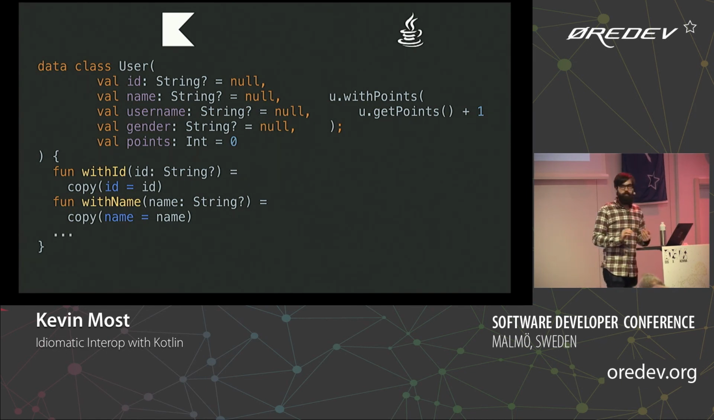I wouldn't go and proactively make one of these for every property in your data class, but if you do come across a situation where you're doing essentially a with, you could make that method and kind of avoid using a gross copy method.